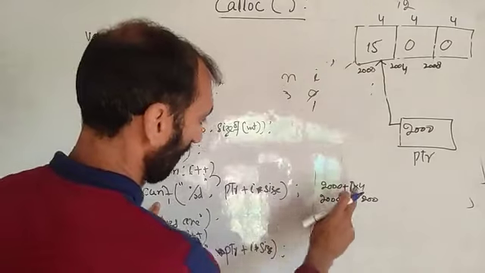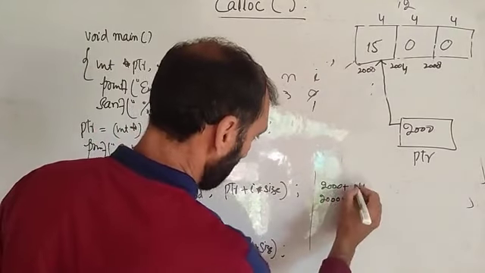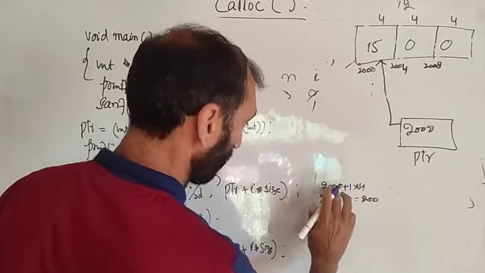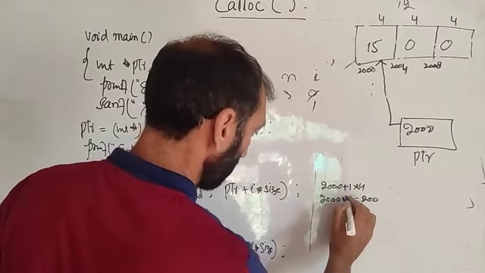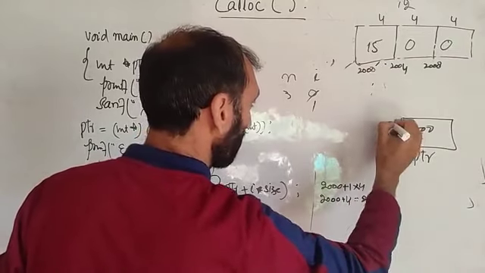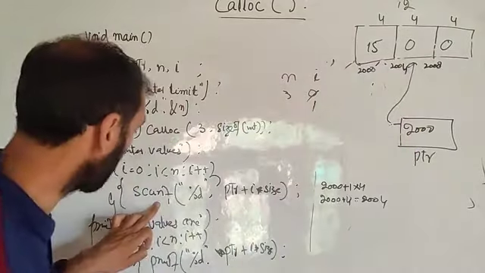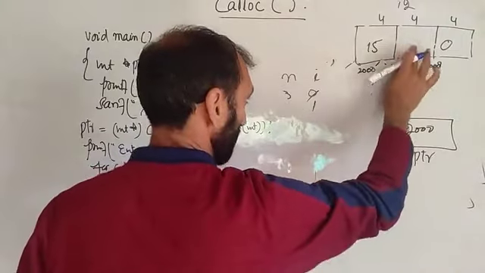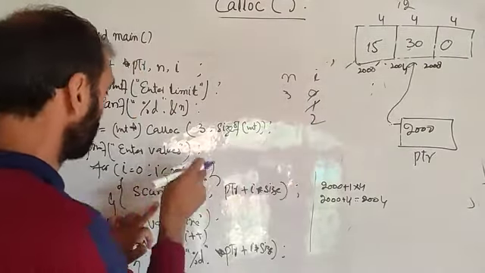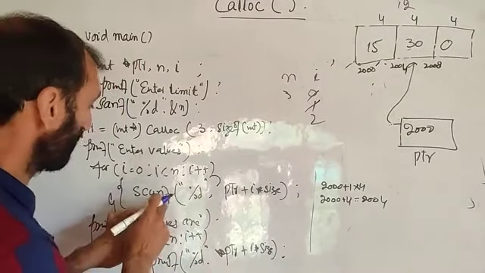Second %d here. Now the i is 1. 4 into 1 equal to 4. 2000 plus 4 equal to 2004. Now the pointer will move to the next location, that is 2004. And here I am going to enter, for example, a new value 30. Now i plus plus, it will become 2. 2 is less than n, the condition is true.